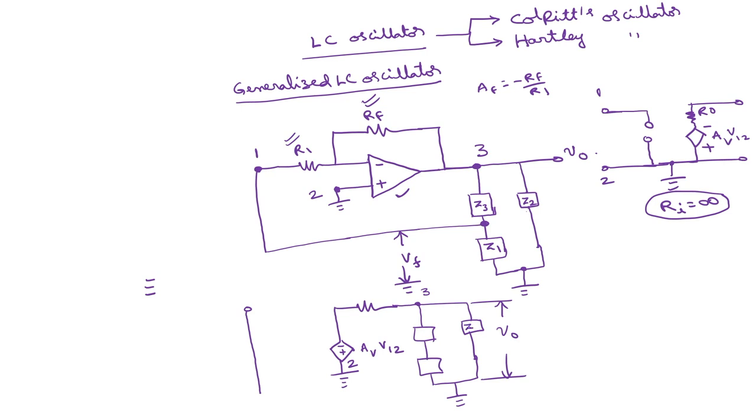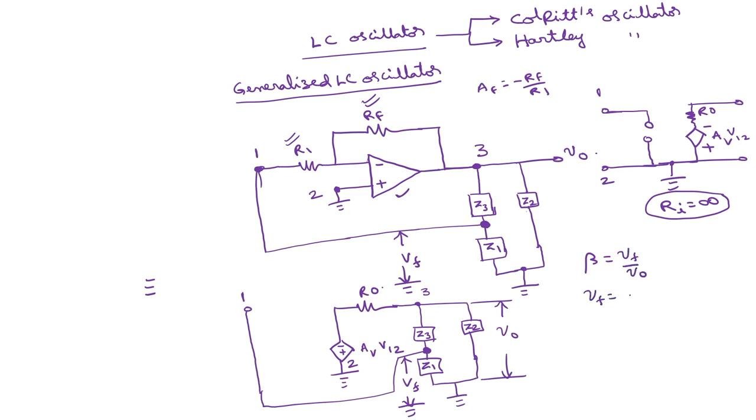This is Z2, Z1, Z3, and this is R0. This is terminal 1, and this point will be connected to here, at the center point between Z1 and Z3. So this is the equivalent circuit. Now this will be your Vf with respect to the ground, and this will be V0. So beta is nothing but Vf by V0.